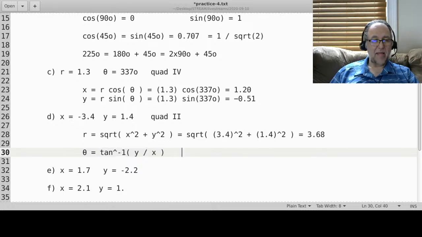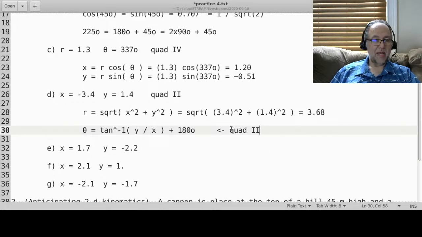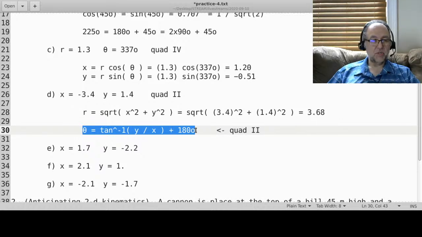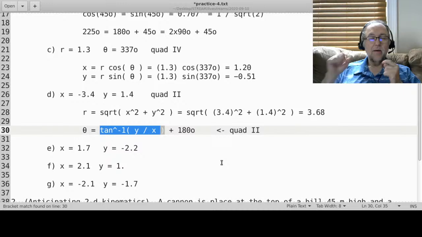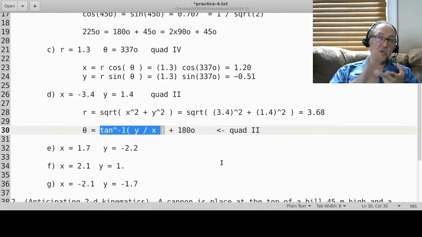But if you're in quadrant 2 or 3, you have to add 180 degrees, okay? And I'm going to try to show you why that's the case with my last two problems. So the way this works, and I went over that in the pre-recorded lecture, there's the inverse tangent of y over x. If you're in quadrant 1, you don't add anything. If you're in quadrant 2 or 3, you add 180. And if you're in quadrant 4, you add 360.